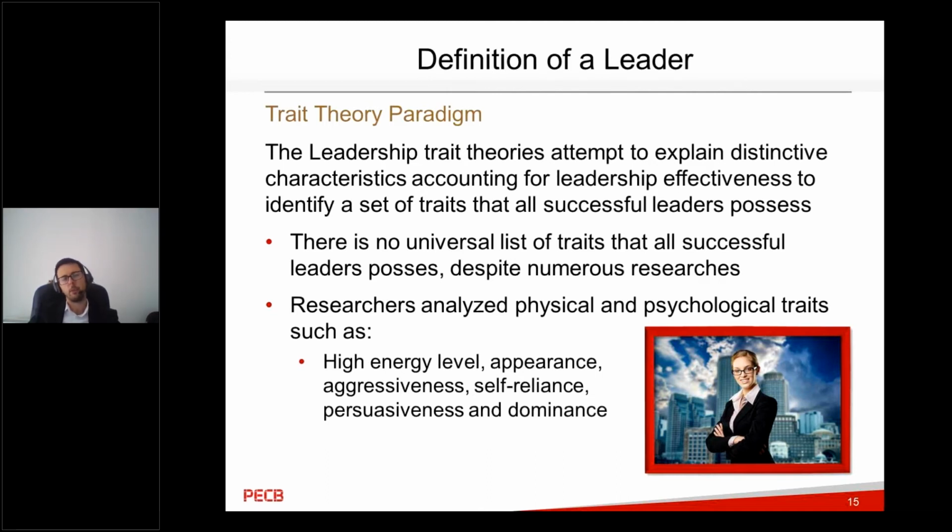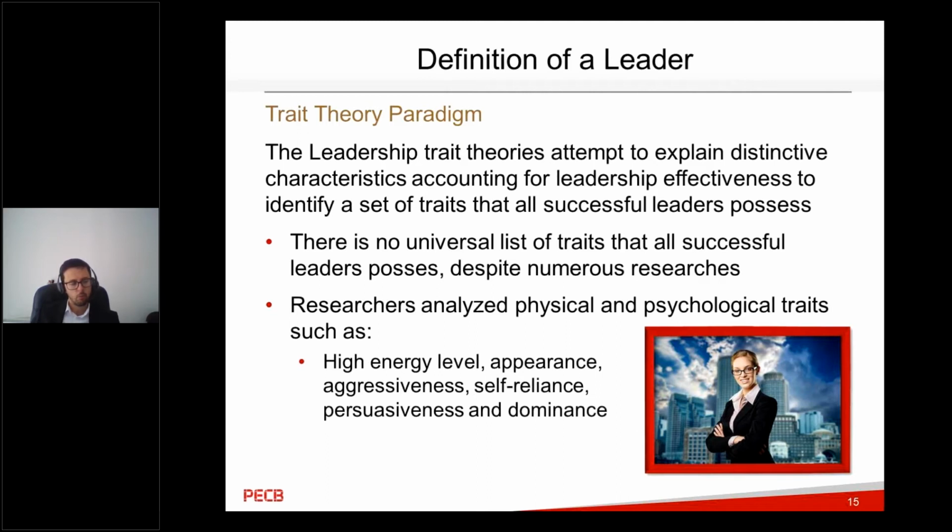So they tried to understand whether aggressiveness is a trait that is found in all leaders, as well as self-reliance, persuasiveness, and dominance. As we will see in just a bit, there is some evidence that suggests that leaders usually tend to have, for example, self-reliance when it comes to projecting or influencing others, and that might be a generally acceptable trait of leaders. Still, we cannot say that there is a prerequisite list when we try to categorize people as being leaders or followers.